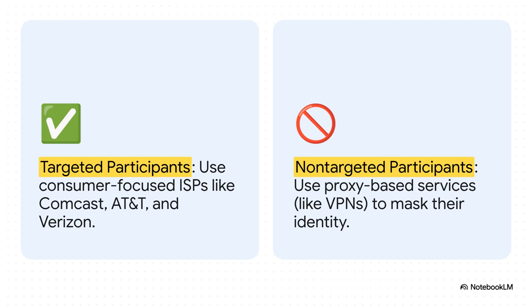So using this digital license plate, researchers could sort participants into two big buckets. First, you've got your targeted participants. These are people using normal internet providers, like Comcast or AT&T. Their license plate looks legit. But then you have the non-targeted participants. These folks are using services like VPNs, which are literally designed to hide a user's real location and identity, which is, of course, a huge red flag for a researcher.